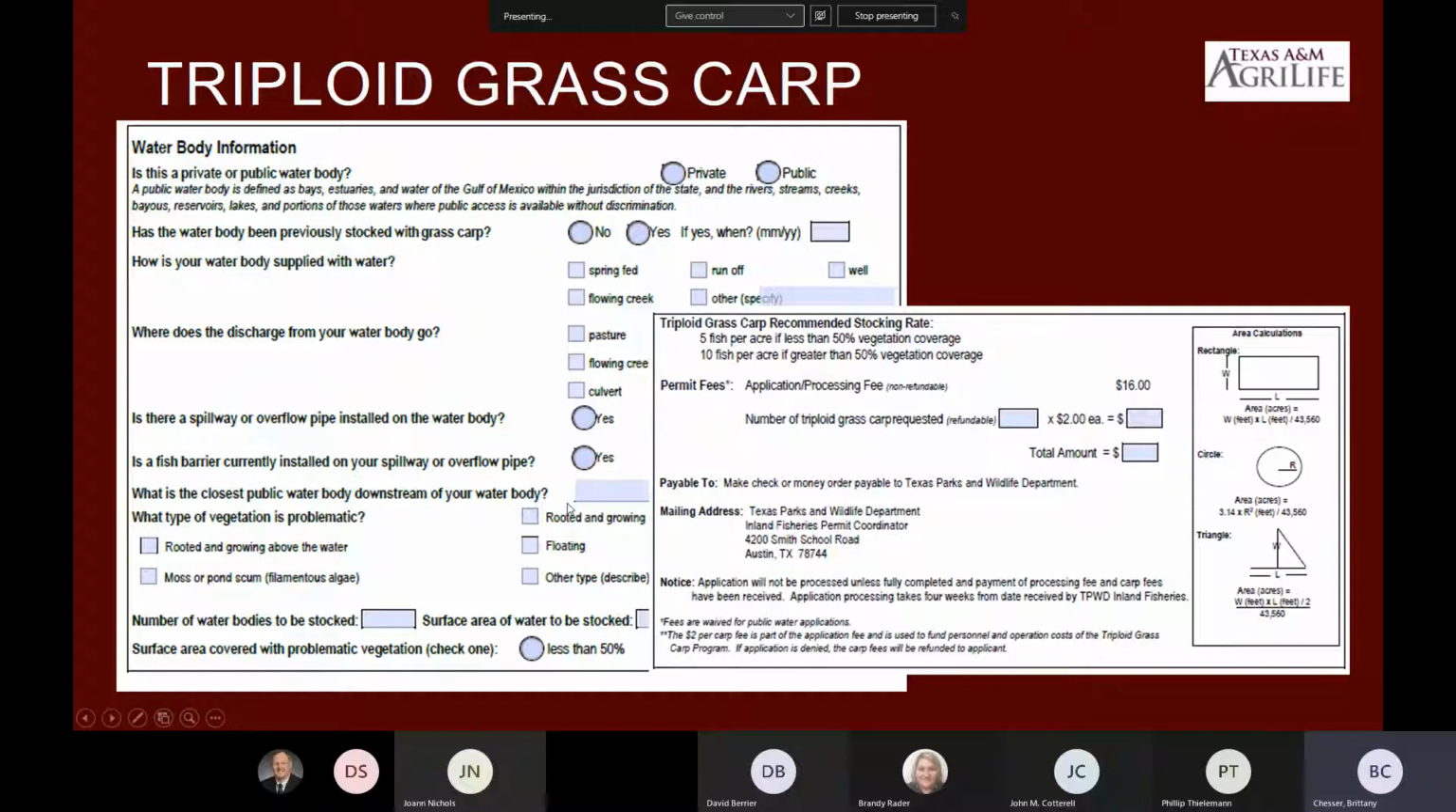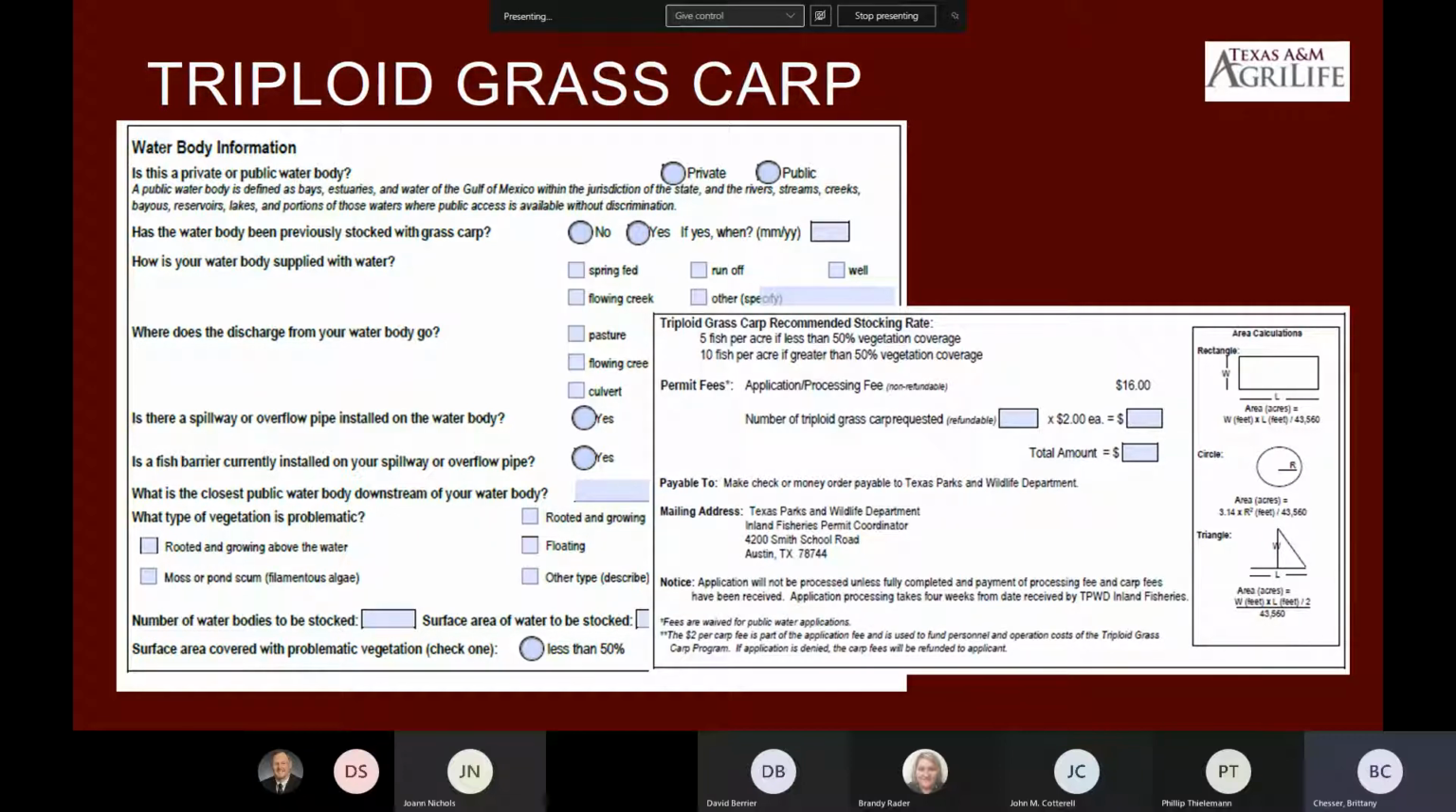Basically, what they recommend is 5 fish per acre if less than 50% vegetation coverage, or 10 fish per acre if greater than 50% vegetation cover. And I know during one of my other programs, someone had a question because I recommended 15 to 20 grass carp per acre of your pond, so not necessarily vegetative acre.